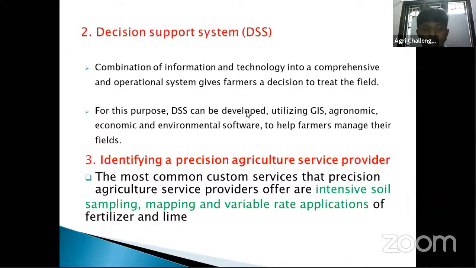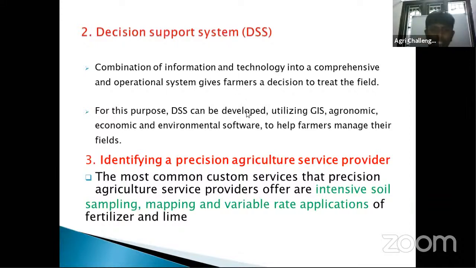It is linked with your VRT tools, and we will give some mandatories, some upper and lower limits of your agronomic needs. Then economic: if you apply up to 20 kg per hectare, it is economically viable, then it will apply up to 20 kg only. Then environmental aspects: if there is more methane emission or more environmental pollution, based on whatever mandates we have given, that will work. That is a decision support system linked with your VRT technology.